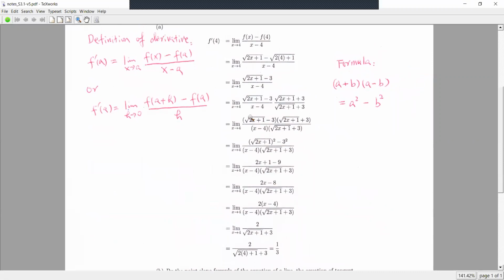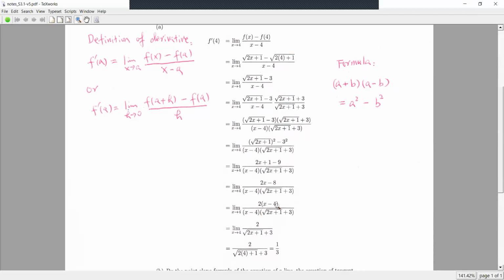Now, for the product in the numerator, I can apply this formula. A minus b times a plus b is a square minus b square. Cancel square root and square, then we have this equation. 1 minus 9 is negative 8. We have this equation. Take out the number 2. We have this equation.